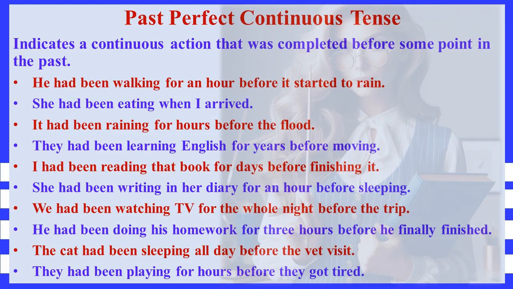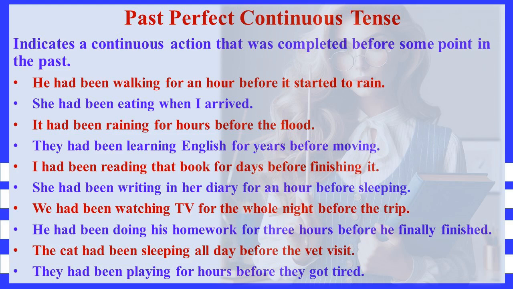Past perfect continuous tense. Indicates a continuous action that was completed before some point in the past. Examples. He had been walking for an hour before it started to rain. She had been eating when I arrived. It had been raining for hours before the flood.